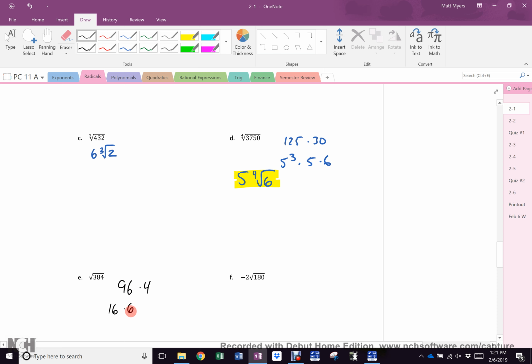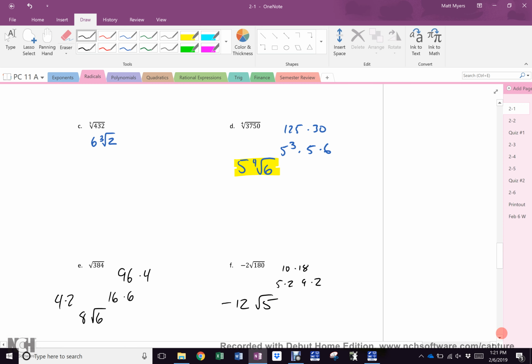So that means I'm going to get out a 4, and the square root of 4 is 2, so I'm going to get 8 root 6 there. That is 10 times 18, which is 5 times 2, and 9 times 2. So I'm going to get out the root of 9 and a 2, so I'm going to get a 6, negative 12 root 5. Everybody good?